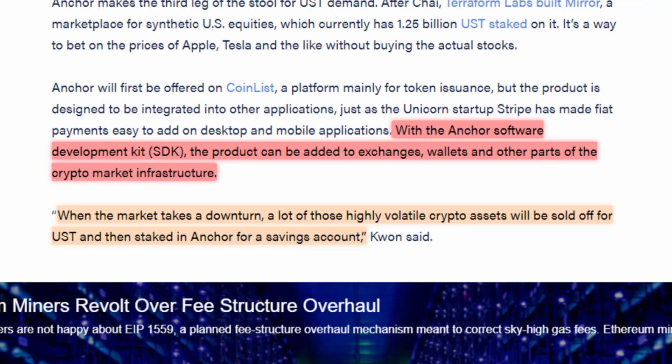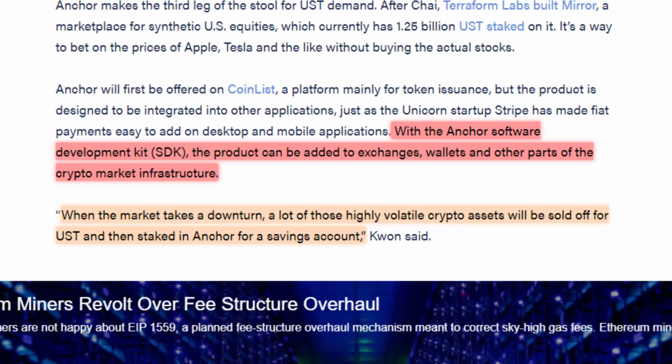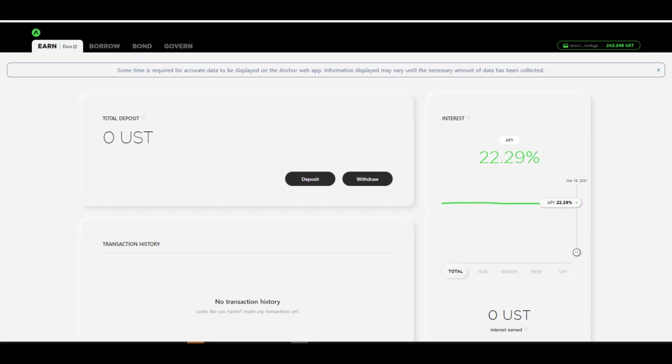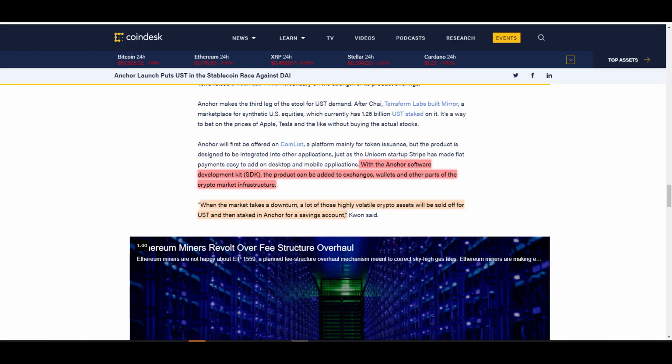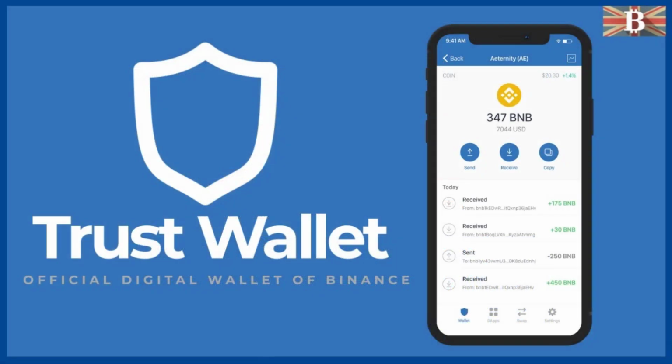They want this product to be added to exchanges, wallets, and other parts of the crypto market infrastructure. One of the big buzzwords in DeFi is composability, and that's exactly what they're going for. Instead of users coming here to the web interface, they're hoping that users can utilize the same service that they have there, which includes earning 20% on their stables or collateralizing their bLuna to take out a loan. They're hoping that an exchange like Binance or KuCoin integrates that service into their exchange, or perhaps a wallet provider like Trust Wallet integrates that service directly into the wallet.